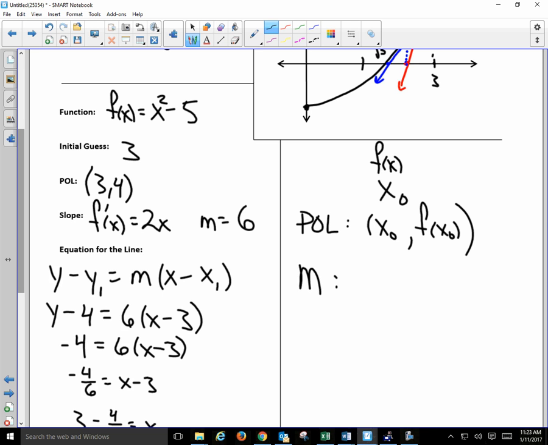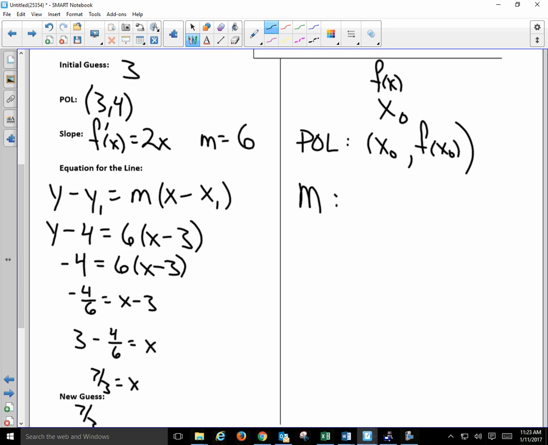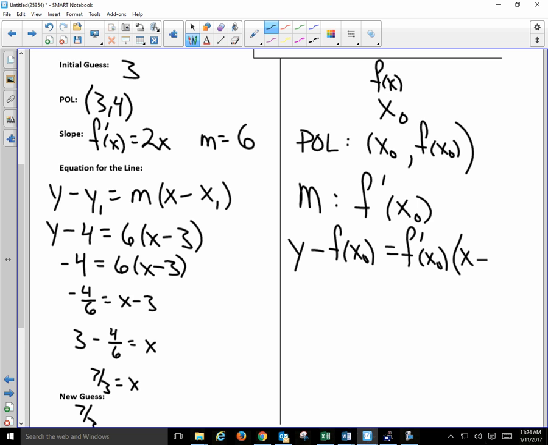How did we find the slope? What did we do? We took the derivative and we plugged in our x sub 0 value. At that point, we decided to start to write an equation for a line. y minus, what's our y1 value? f of x sub 0 equals, what is m? f prime of x sub 0 times x minus, and the x value is x sub 0.